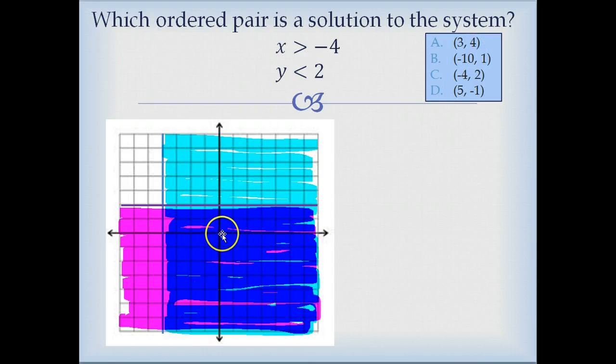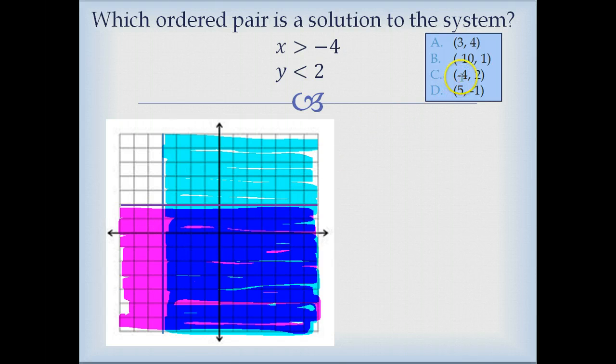3, 4, let's look at that. 1, 2, 3, 1, 2, 3, 4. Nope, not in the overlap section, so it's not A. B, negative 10, 1. Negative 10 is going to be way over here, up 1, no. That's not in the overlap area.